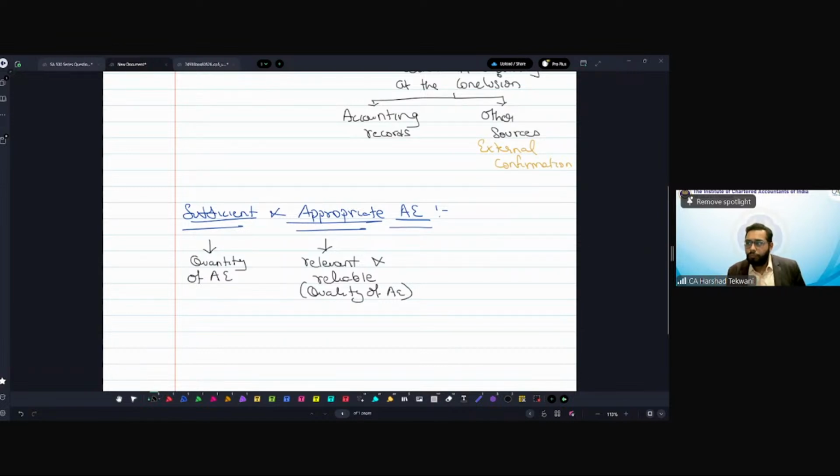Sir, when we obtain audit evidence which is in written form, we can say it is more reliable than oral form of audit evidence. Okay. Good. Yes.